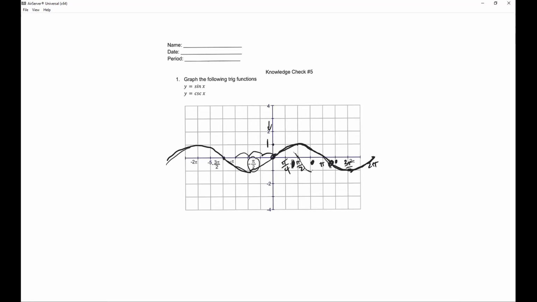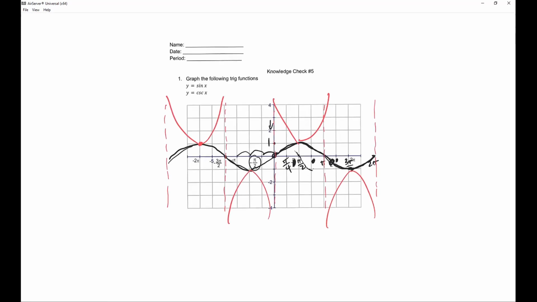All right, any question on that? And then at cosecant, what do you do? You draw the asymptotes here, right? You just draw the asymptotes at the zeros, right? Then what? You put a dot here, and then it goes up, right? Goes down, goes up, it goes down. Okay.